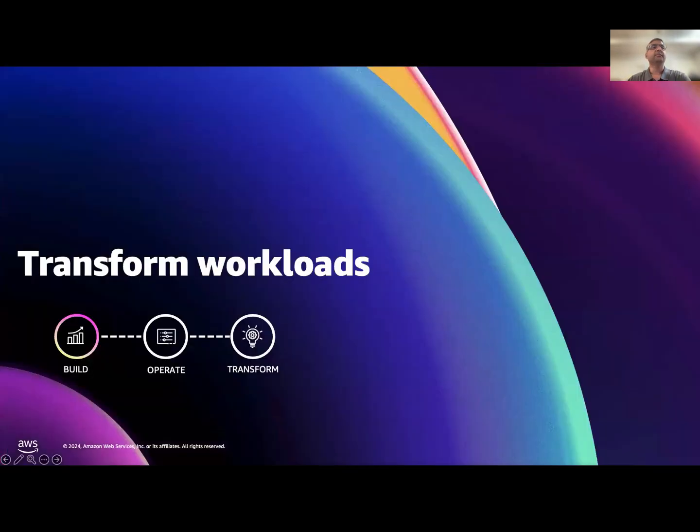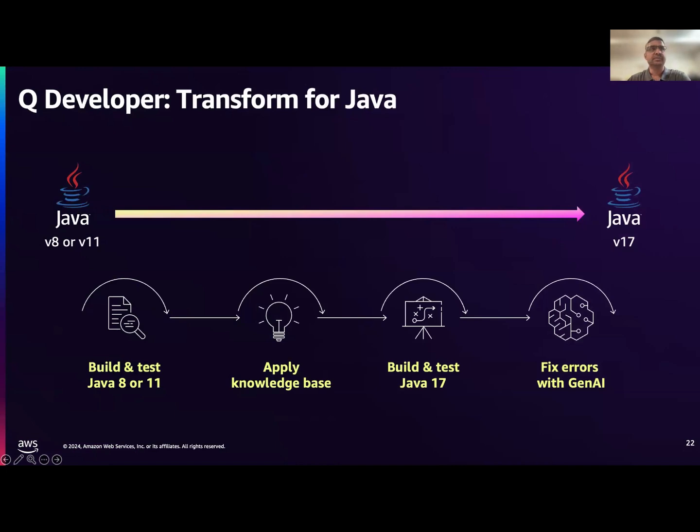That's it. We are going to look at the transform. Today we support Java upgrade from version 8 or 11. You can upgrade to Java 17. That is an option available today in Amazon Q. So if you're looking for a Java upgrade, Q is definitely one option I would encourage you to look at. A lot of heavy lifting from an upgrade standpoint.